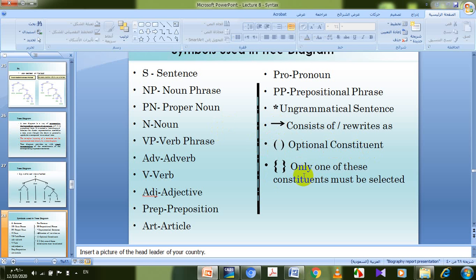Curly brackets mean only one of these constituents must be selected, only one. If we have 3, 4, 5, only one must be selected. If we have something between curly brackets, it means only one of these must be selected.